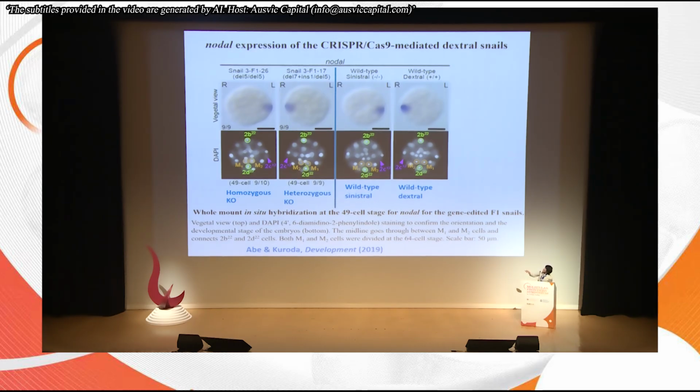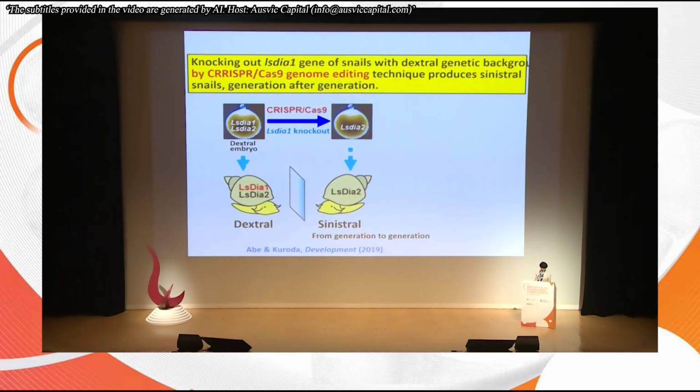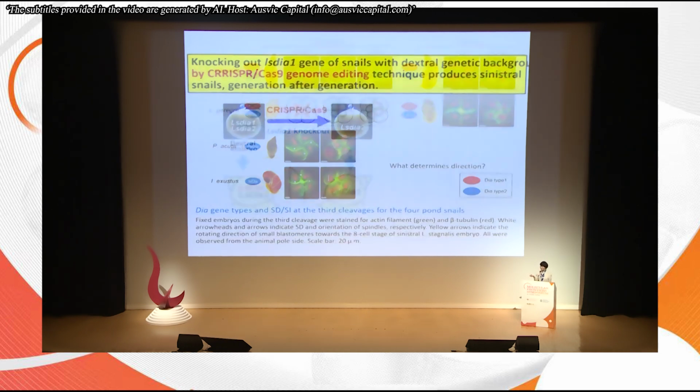If you look at this, this is the wild type sinistral one, L is on this side. And wild type dextral is the mirror image side. But if you do this CRISPR-Cas9, del5, del5, it goes to sinistral type, and del7 plus ins1, del5, that one is not frame shift, it becomes just like the dextral snails. It was very, very clear-cut. So we could create, generation to generation, right-handed background snails to left-handed snails by knocking out one gene. So we can say that is actually how the hand is determined.